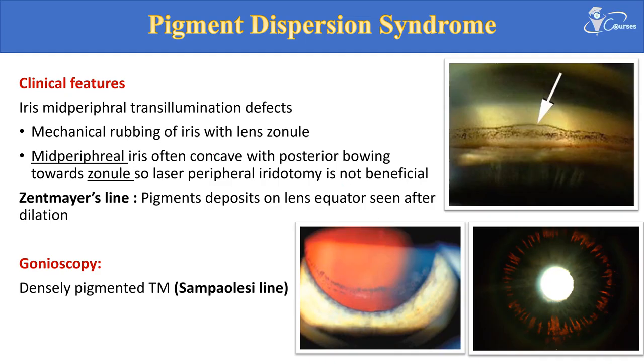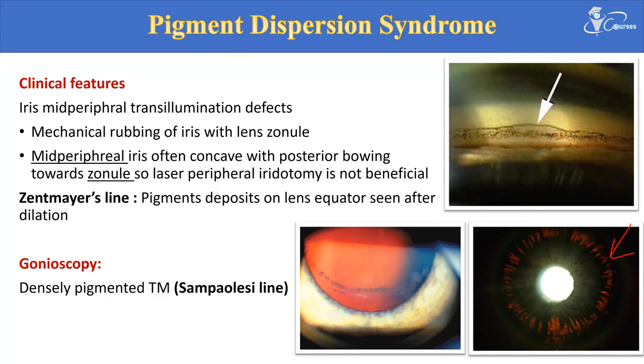First of all, the iris mid-peripheral transillumination defects. When we do transillumination through the pupil, you will find that the periphery of the iris shows spike-like defects in the mid-periphery. What are these spike-like defects? They are just the location of the rubbing of the iris against the lens zonule. This is the anatomical orientation of the zonule. So the iris mid-peripheral transillumination defects are due to mechanical rubbing of the iris against the lens zonule.